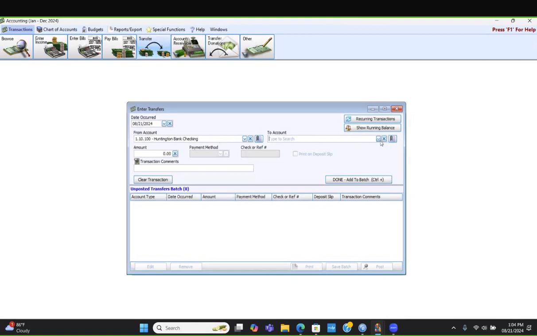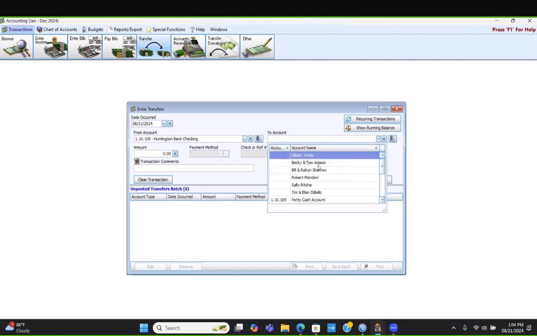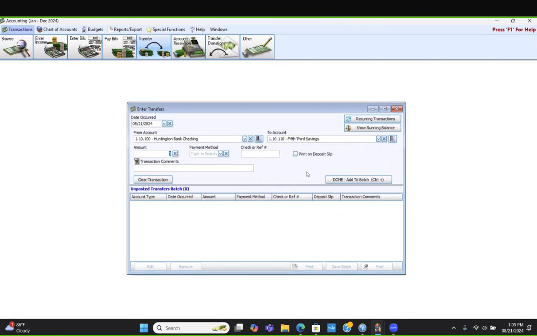So if we click the down arrow under to accounts, here's all my accounts receivable, client assets. But then as I go down, here are my other asset accounts: petty cash, money market, there's my savings account, my CD, my investments, my fixed assets. So we're moving money from checking to savings. I'm going to choose my Fifth Third savings account. I then enter the amount that I'm moving from checking to savings. Let's say we're moving $5,000.